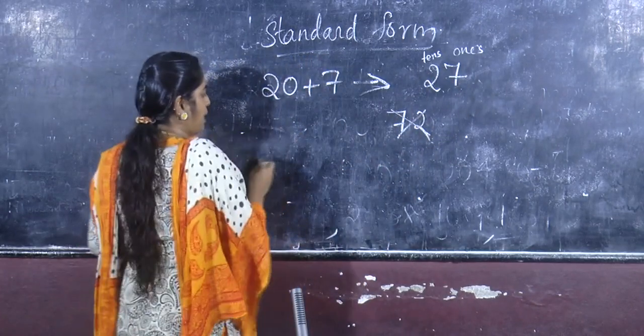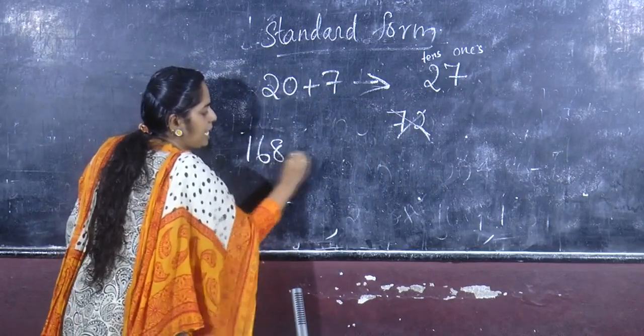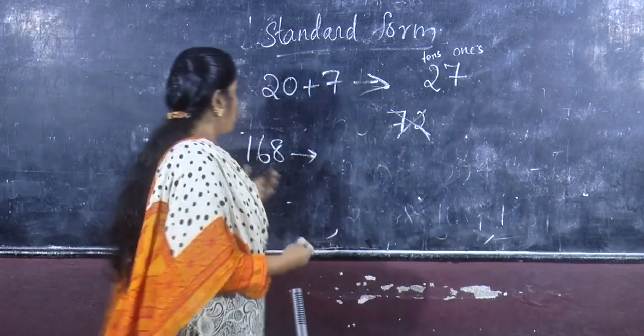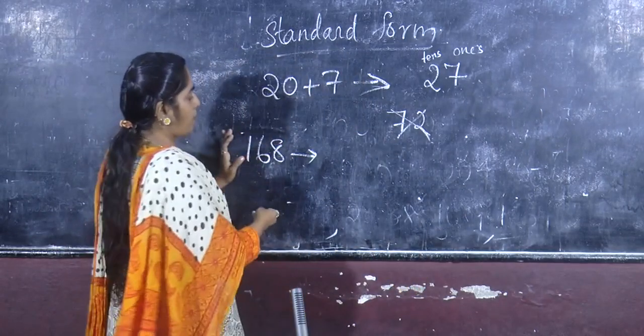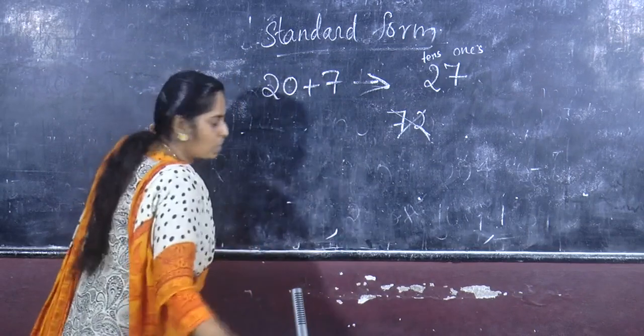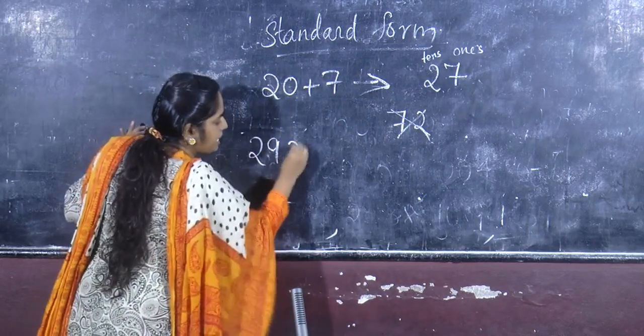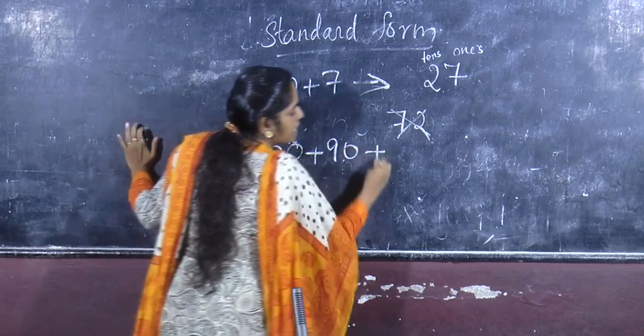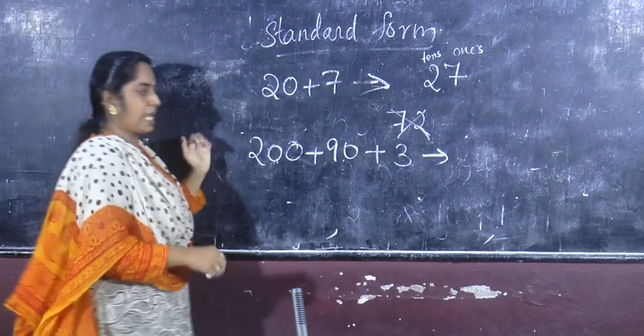Okay. Again for different numbers, that is 168. How will you write 168 here? Again 168, we know expanded form, it is 100 plus 60 plus 8. So now I am giving here 200 plus 90 plus 3. How will you write 200 plus 90 plus 3?